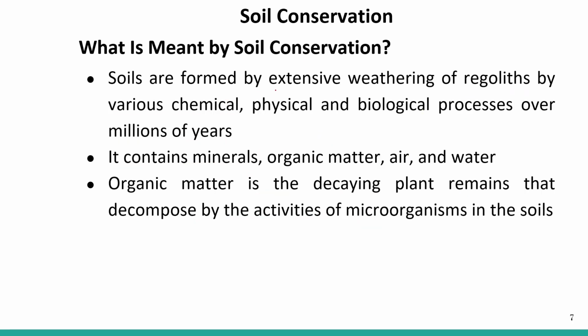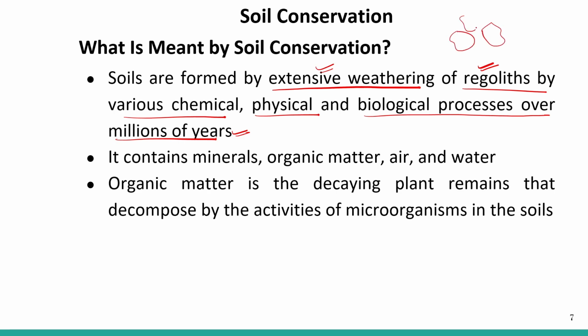So, soil is formed by the extensive weathering of the regolith by various chemical, physical, and biological processes over millions of years. So, we have already discussed how the soil is formed. This is a very extensive weathering method in which regolith means the stones that are broken down from the big rock material, then it gets converted to small pebbles along with the soil particles, and later again converted to fine particles of soil, and then it is called soil.